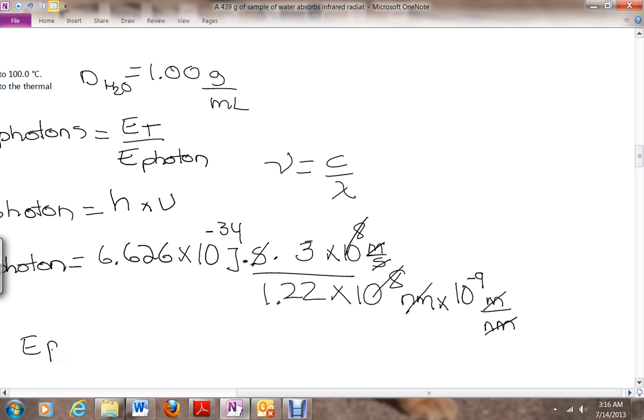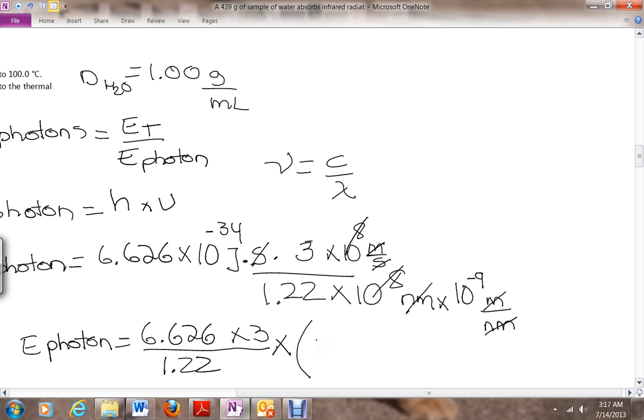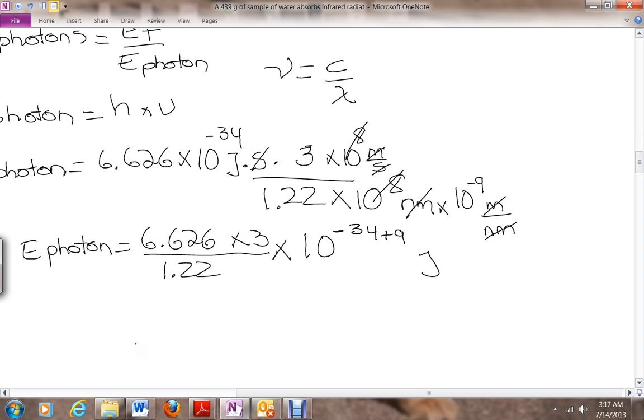So the energy of a photon, I do the digit part, 6.626 by 3. You do it how you wanted to do it, but please do not make an exponential mistake. Then we got 10 to the minus 34, and then this minus 9 goes on top, plus 9. So this would be the energy of a photon.